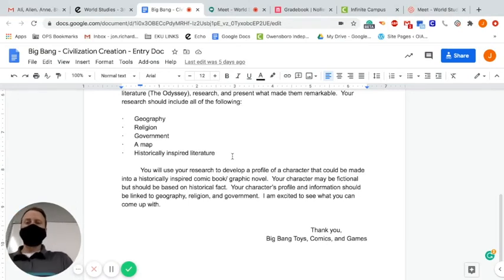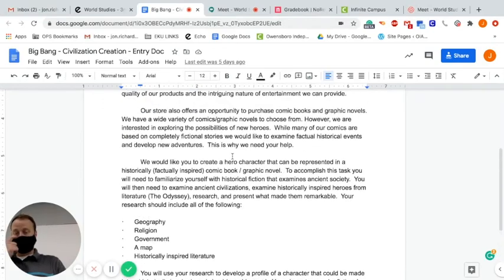You will use your research to develop a profile of a character that could be made into a historically inspired comic book or graphic novel. Your character may be fictional, but should be based on historical fact. Your character's profile and information should be linked to geography, religion, and government. I'm excited to see what you can come up with. Big Bang Comics and Games.